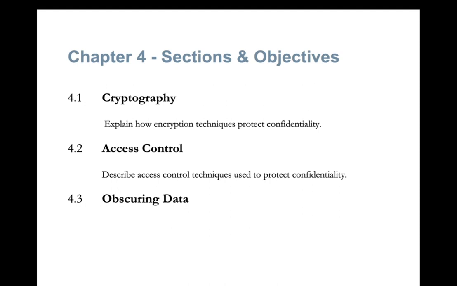This chapter concludes by discussing the various ways users mask data. Obfuscation and steganography are two techniques used to accomplish data masking. Right, so we quickly get into what is cryptography.